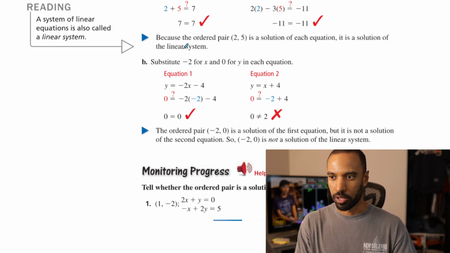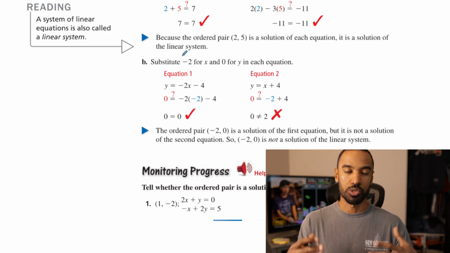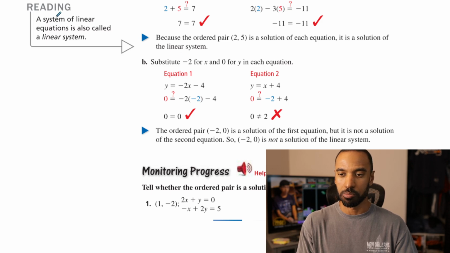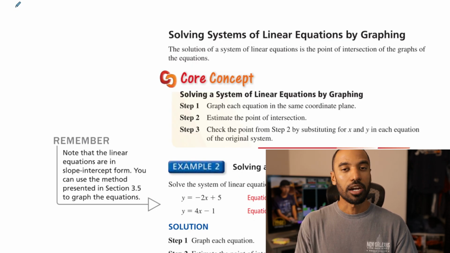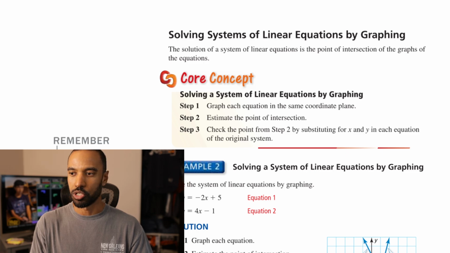A system of linear equations is also called a linear system. Okay, so that's the idea behind this, a basic substitution. So our first problems, no graphing, probably just plugging those numbers in. That also means we can double check our solutions, right? We can always plug them in and see if they actually do work.